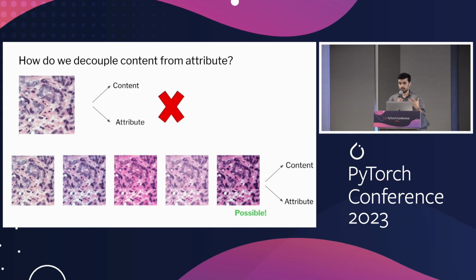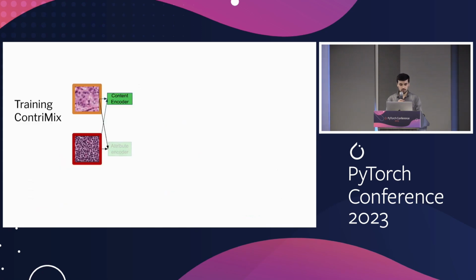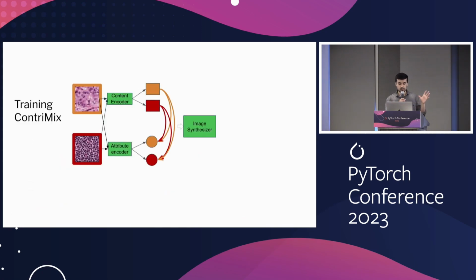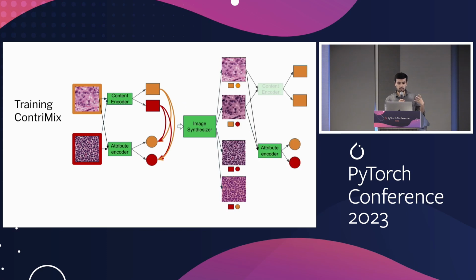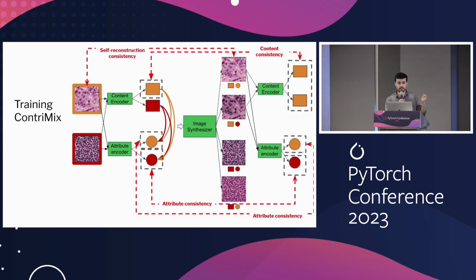So how do we perform this decoupling? It cannot be done for a single image since it is an underspecified problem. However, we can solve for content and attribute given a batch of images. ContriMix in particular solves this problem by extracting content and attribute tensors from input images. These tensors are then mixed together to generate synthetic images.